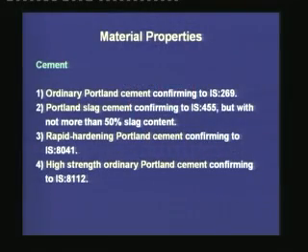The third type of cement is the rapid hardening Portland cement, conforming to IS 8041. If there is pressure in the work schedule of producing prestressed members quickly, then the rapid hardening cement can be used, which gains strength quickly and the prestress can be transferred earlier.